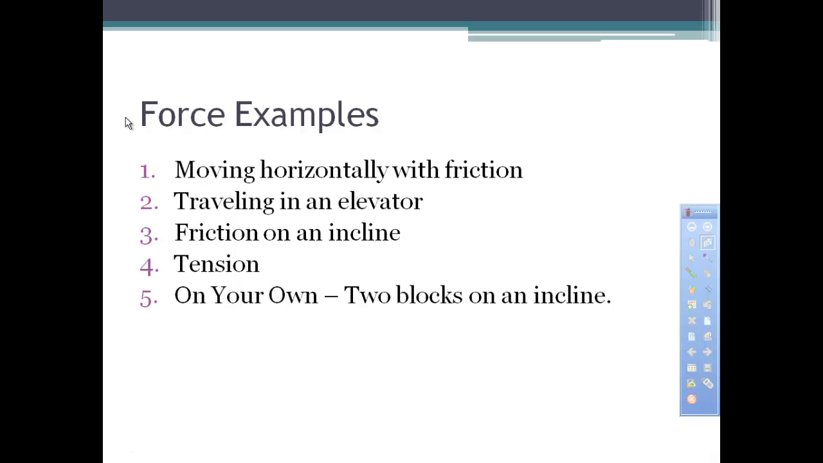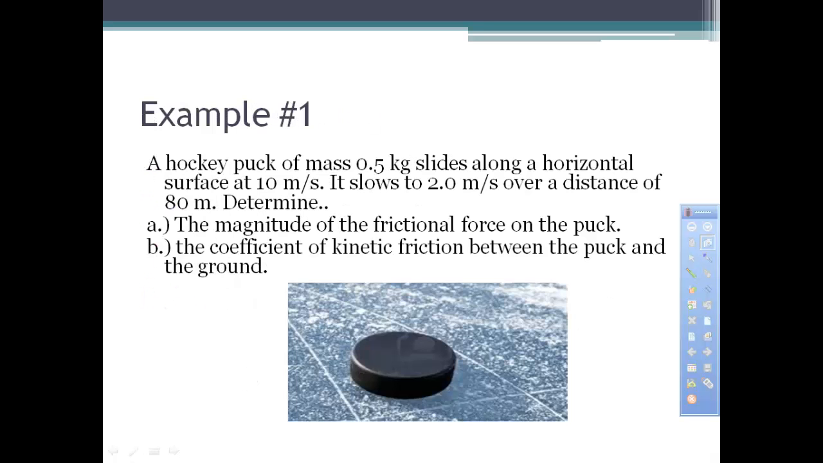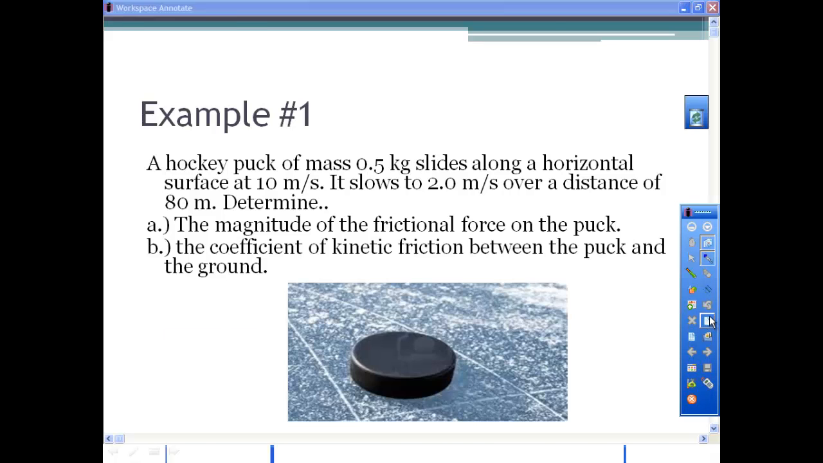So here are the examples that we're going to do. And they start off pretty easy and they get progressively trickier until the last one. So let's look at the first example. This one is a hockey puck of mass 1/2 kilogram. So I'll give you guys a second to read that, and let's go ahead and take a look at how we go about solving it.